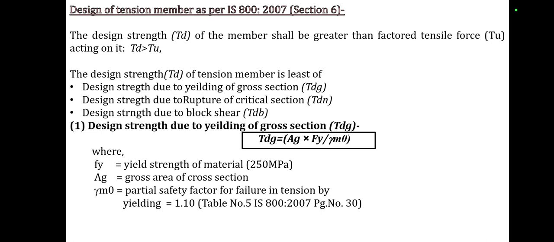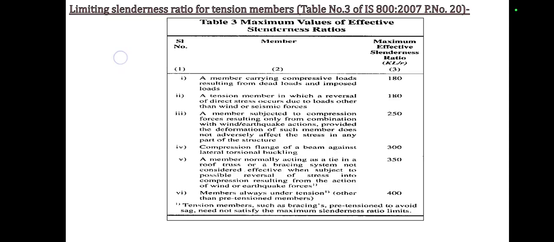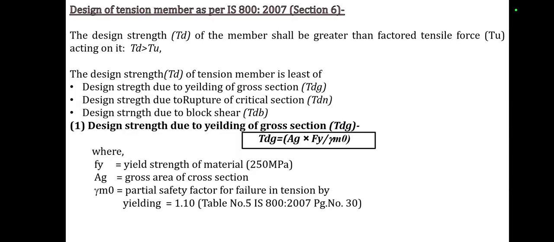So let us begin with the design. The design strength TD of a member shall be greater than the factored tensile load acting on it. That is, TD is the design tensile strength of the member, and TU is the factored load acting on that member. It is clear that if the section is sufficient to take the load, then and only then will it be able to sustain the structure.